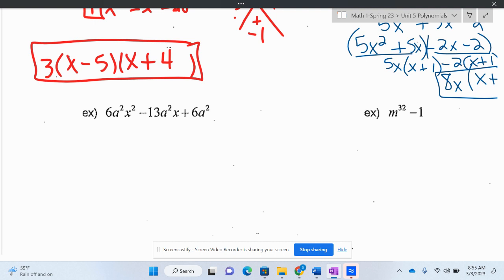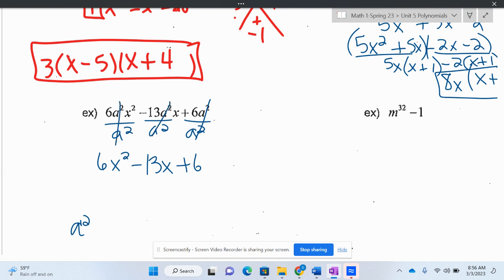How many a's out? What power is the a that I could take from everything? Yeah, I could take an a squared out of everything. Divide everything by a squared. I thought that I could take out a 6, but 13 is not divisible by 6. So I'm taking out an a squared. So let's see. That leaves me with 6x squared minus 13x plus 6, because these just cancel out.